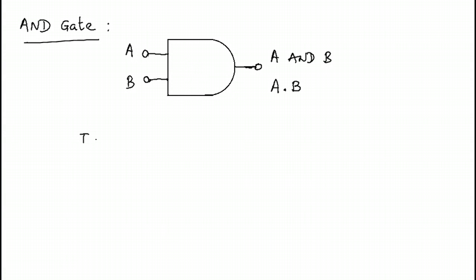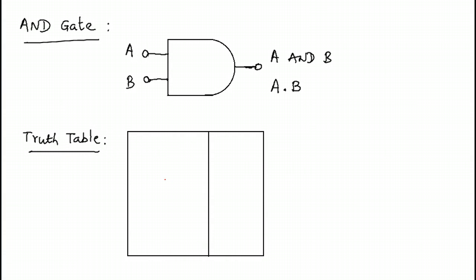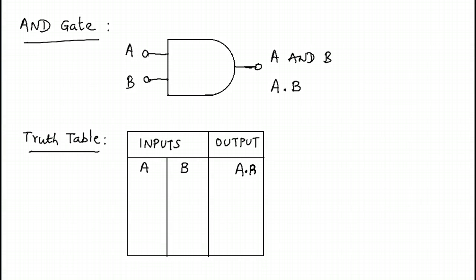Now we will proceed to write the truth table of the AND gate. So the truth table will have 2 sections. This is the input section and this is the output section. In the input section there are going to be two columns, one for A and the other for B. In the output section, of course, we are going to write A dot B or A and B, and we can even give it a name. Let's call it Y.